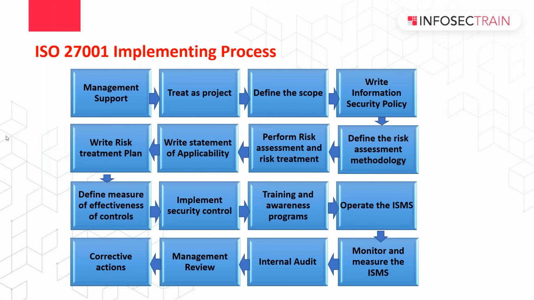Then there is writing the statement of applicability. Once you have completed the assessment process or the treatment process, you specify exactly which control of ISO 27001 coming under your Annex A you want. So you will be proposing that document.